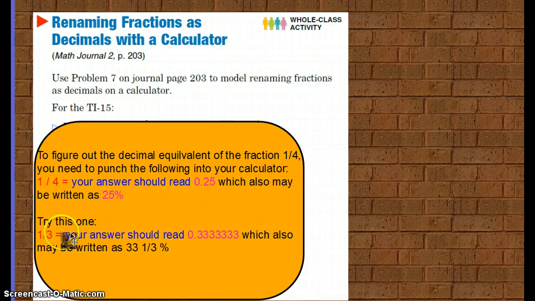Again, try this one in your calculator. 1 divided by 3 equals. Your answer should read 0.333333. Now, you might have more 3's than I have written down here, and that is okay. That also may be written as 33 1/3%.